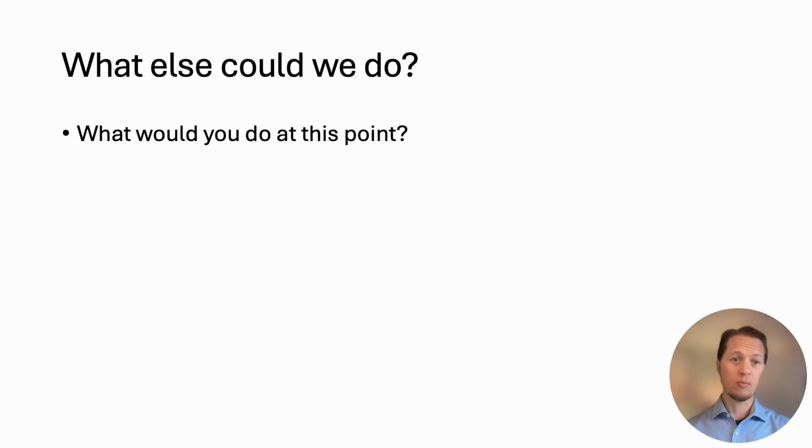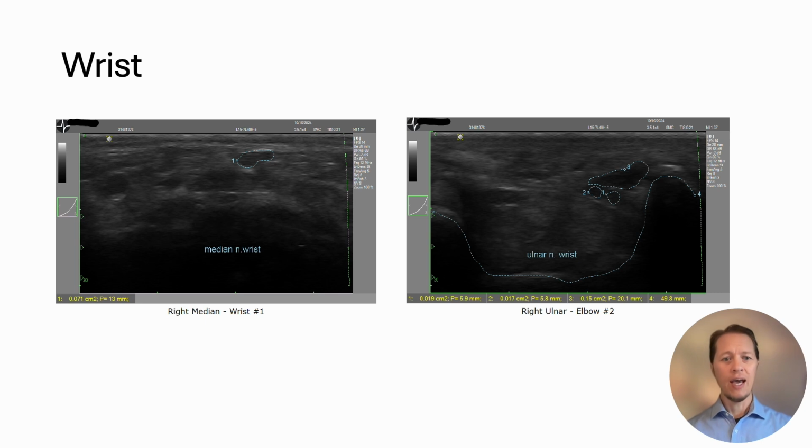And if you've seen some of the prior cases, you probably know where I'm going. Yeah, I went straight to the ultrasound. And here we go. If you're familiar with ultrasound, you'll know this. If not, here's the median nerve at the wrist, hypoechoic area there. If you look right there, that's the median nerve right there.